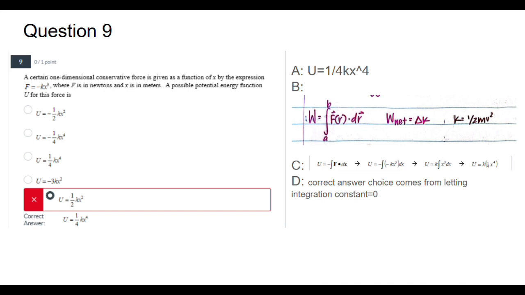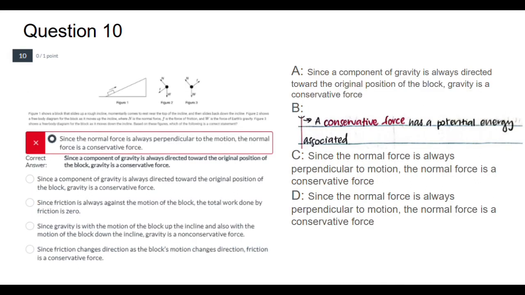Question 9. The correct answer was actually U equals 1/4 kx to the 4th. You can see in my notes some of the formulas I could have used, and then solving it out. The correct answer choice comes from letting the integration constant equal 0, and I did not do that, so that's why I got that wrong.